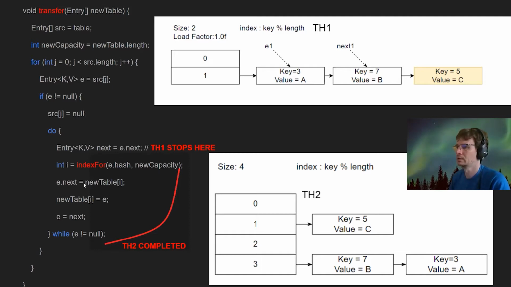To the e-next is assigned the head of the table. And this line is because we want to destroy the reference to the next element. We don't need this reference anymore from the next element. So that is what we are doing.